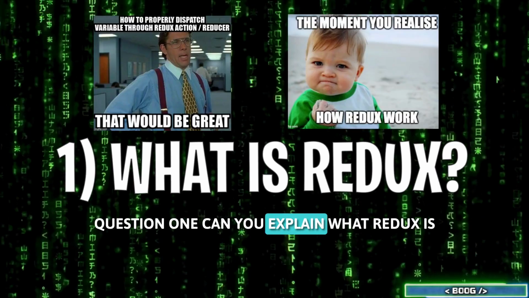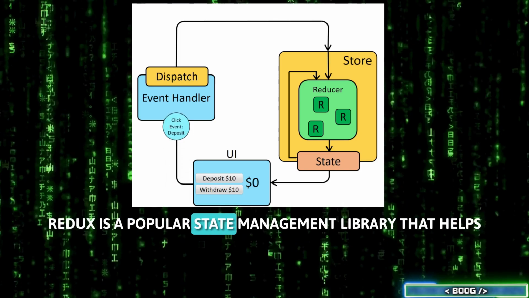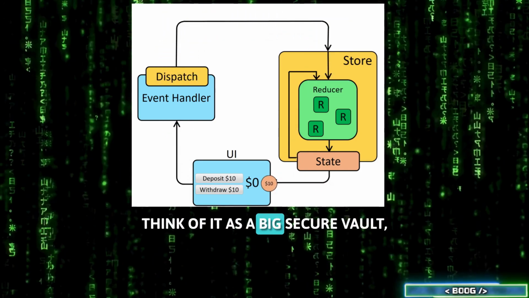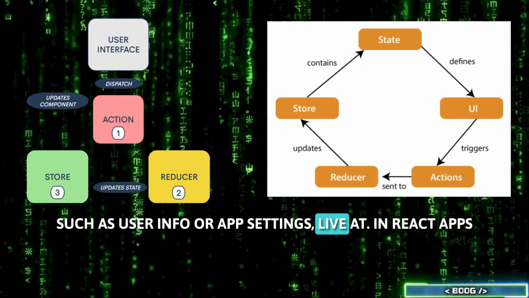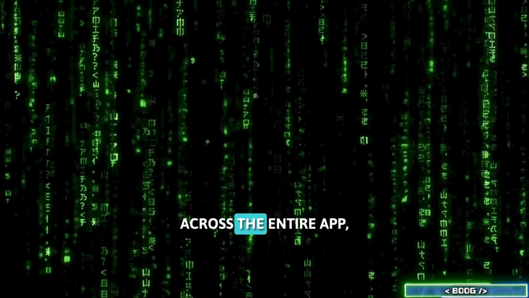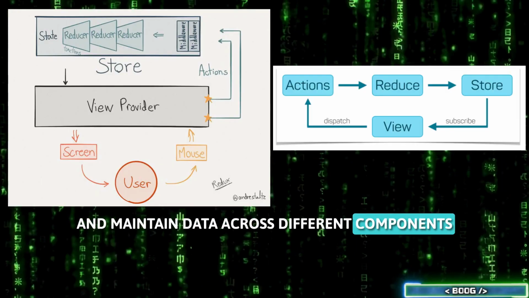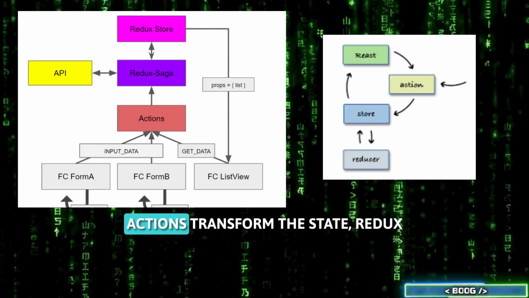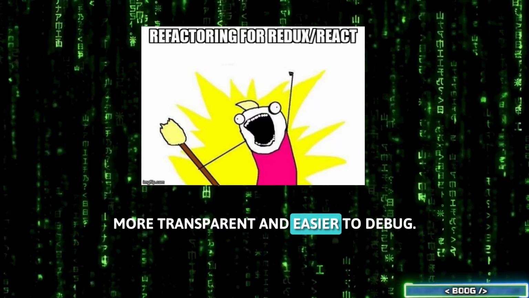Question 1. Can you explain what Redux is and how it interacts with React applications? Redux is a popular state management library that helps you manage and centralize application state. Think of it as a big, secure vault where all your application's data, such as user info or app settings, lives. In React apps, Redux provides a predictable way of managing state across the entire app, making it easier to track, modify, and maintain data across different components. By using actions to update the state and reducers to specify how actions transform the state, Redux makes your application's data flow more transparent and easier to debug.